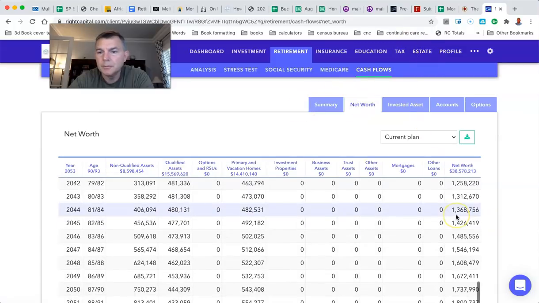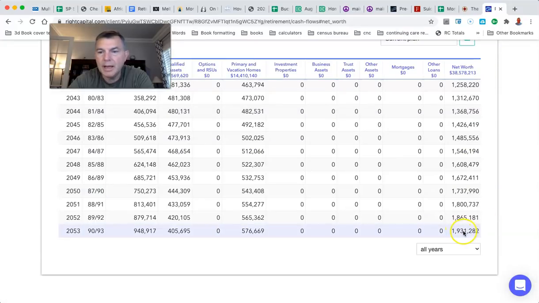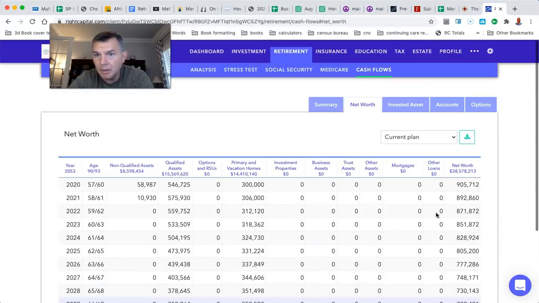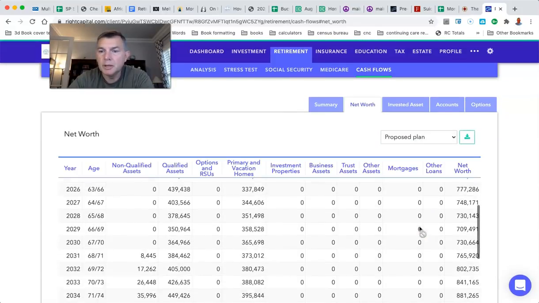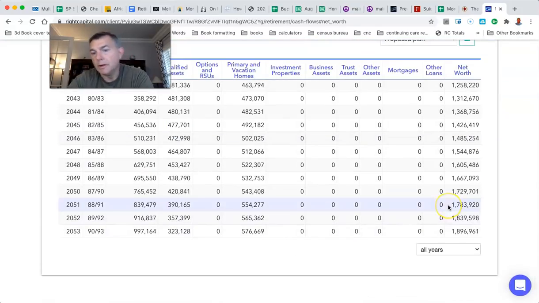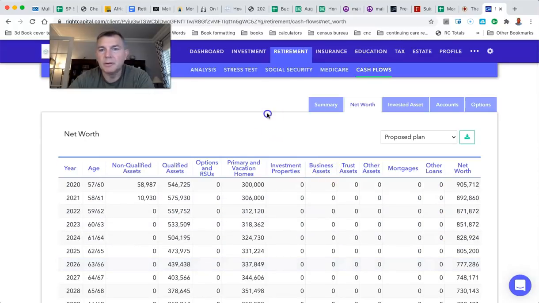Their net worth is 1.9 million if they take the money out of the bank account before the 401k. If they take it from the 401k first, let's take a look at net worth. It's going to be 1.9 million. So it's basically a wash in that regard. It doesn't matter. Now, what if they do Roth conversions? So that's what we want to do next.